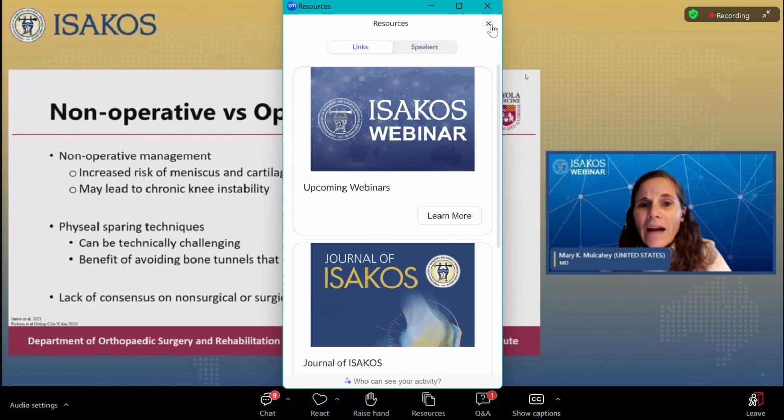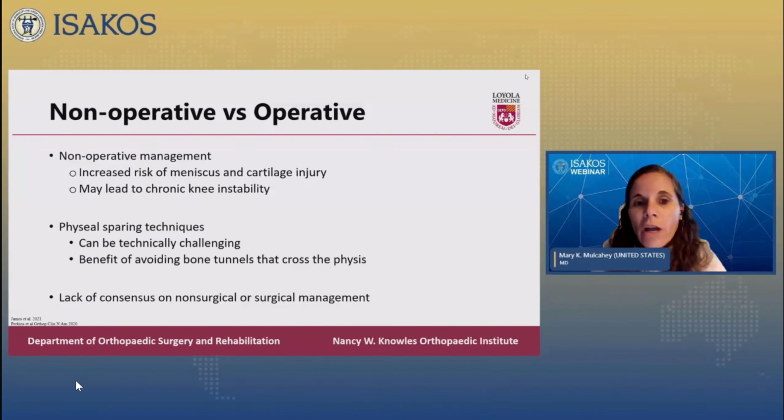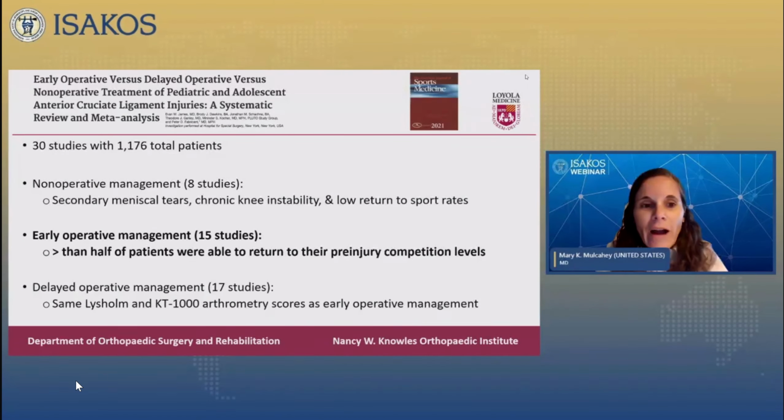To treatment, very briefly, non-operative versus operative. Non-operative management, really, we are moving away from this in our pediatric patient population because of the huge risk of meniscus and cartilage injury, and certainly the risk of chronic knee instability. There are physeal sparing techniques, which can be technically challenging, but of course, the advantage is that it avoids bone tunnels that cross the physis. And for some, there's still a lack of consensus, but I think we are really moving towards much earlier operative intervention. This is a relatively recent study where they looked at non-operative versus early operative versus delayed operative management.